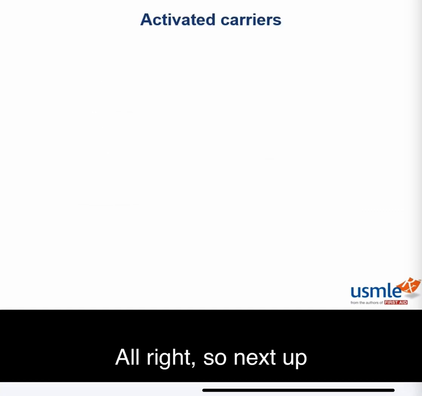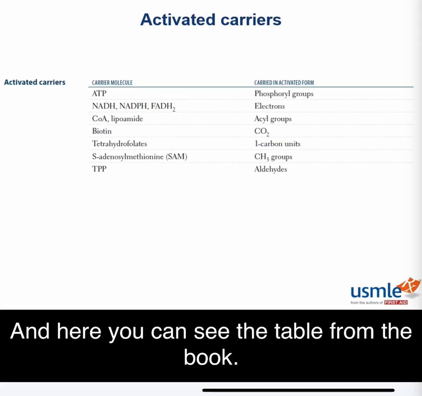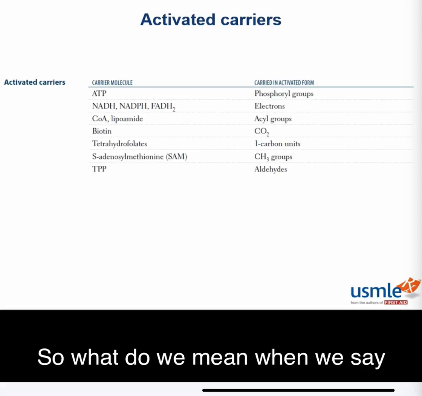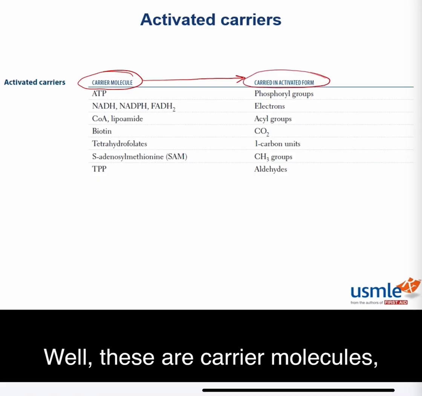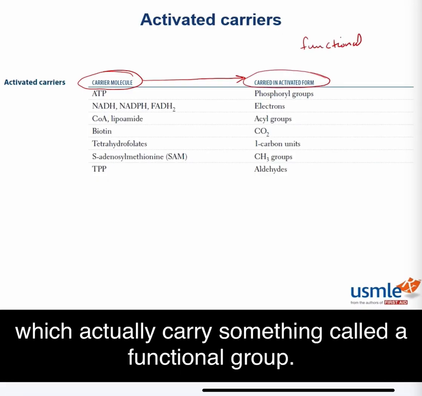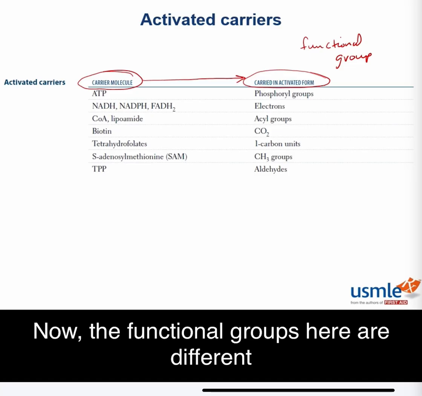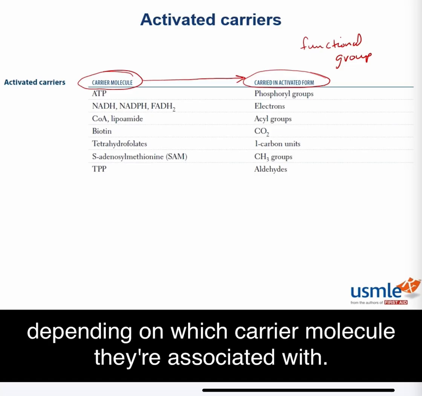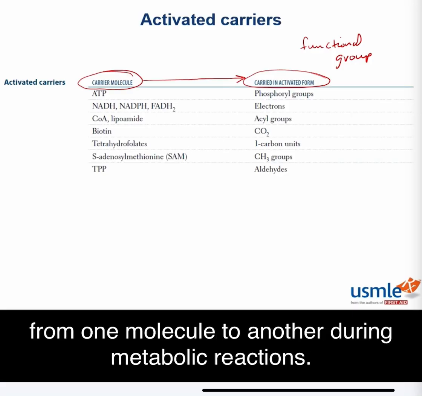Alright, so next up we have the activated carriers. And here you can see the table from the book. So what do we mean when we say something is an activated carrier? Well, these are carrier molecules which actually carry something called a functional group. Now, the functional groups here are different depending on which carrier molecule they're associated with. And these functional groups are eventually transferred from one molecule to another during metabolic reactions.